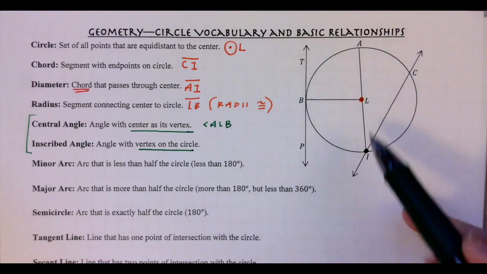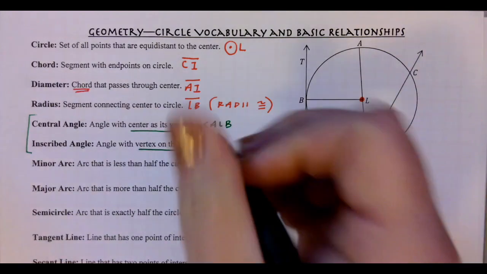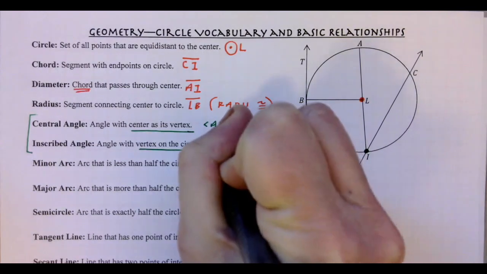So I can name this AIC, or CIA would be fine as well. I'll say it the first way I said it. AIC.